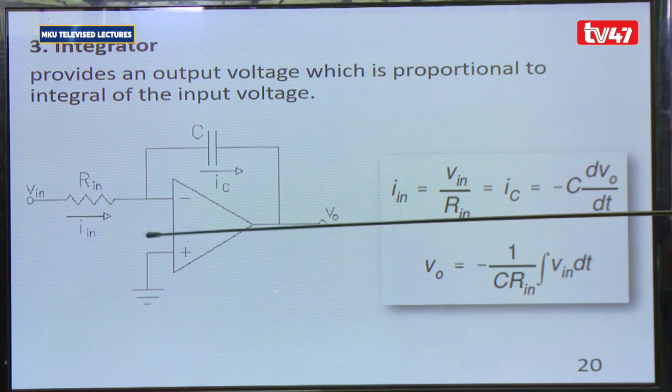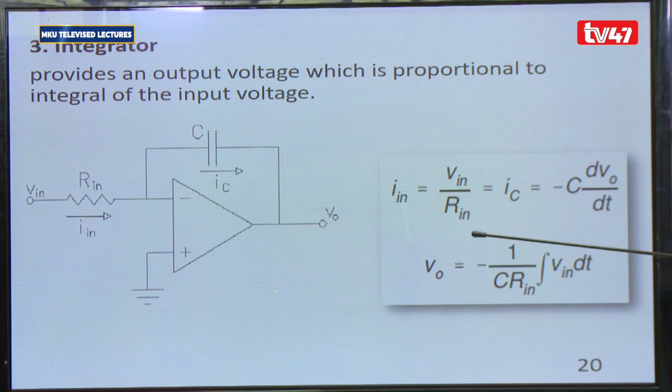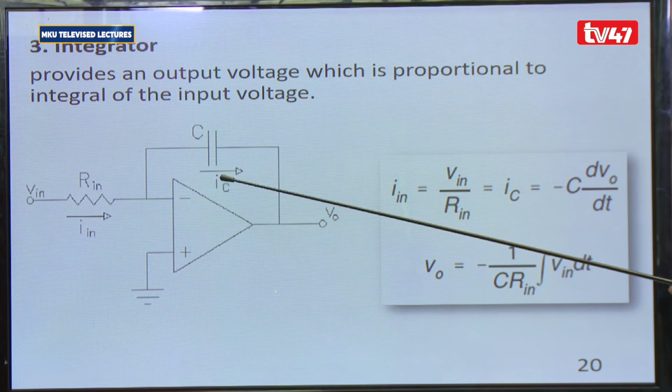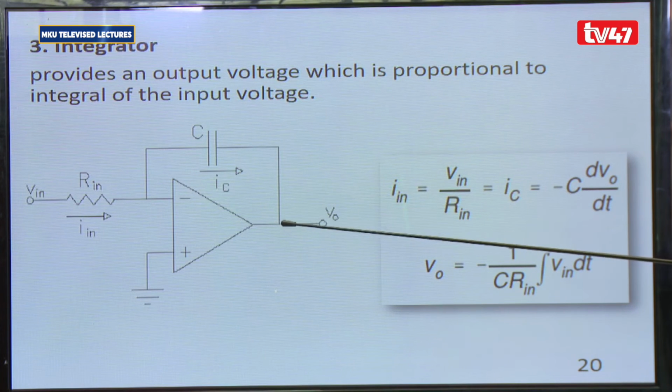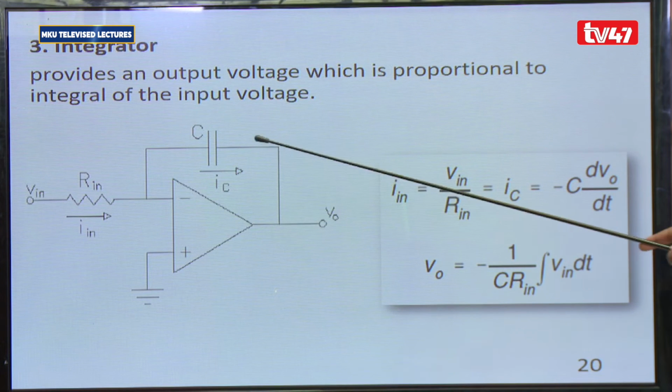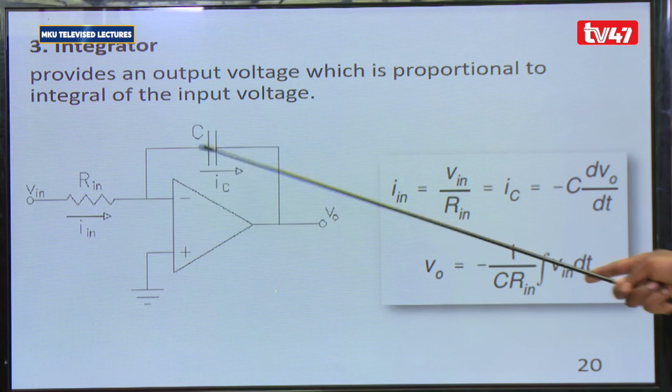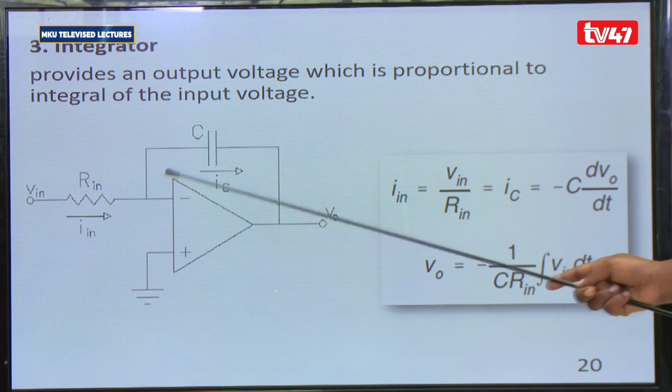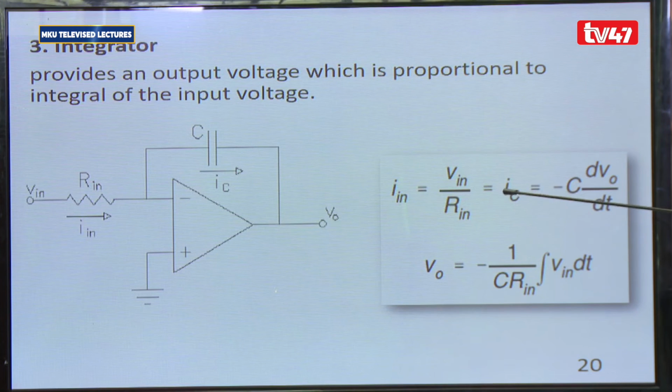So again, the current I in here is equal to Vin over R in. For IC, the current IC, at this particular point here we have V naught. This V naught is the one that will appear across the capacitor, having this as a virtual ground. So that's why we're saying IC is equal to negative C dV naught over dt. If you rearrange and make V naught the subject of the formula, then V naught is obtained as equal to negative 1 over C R in, times the integral of Vin dt.